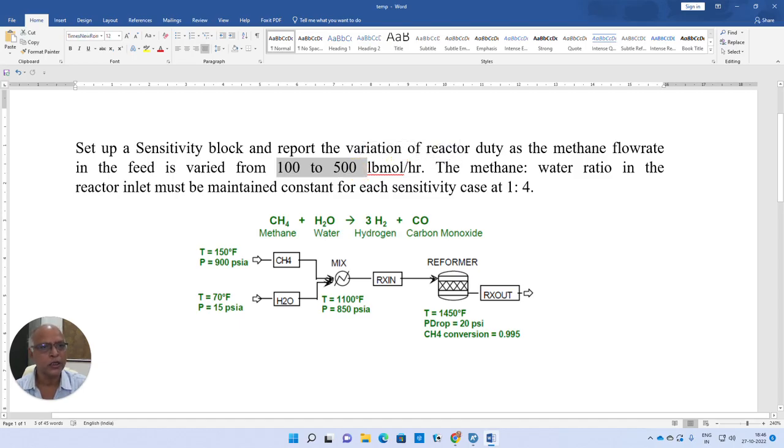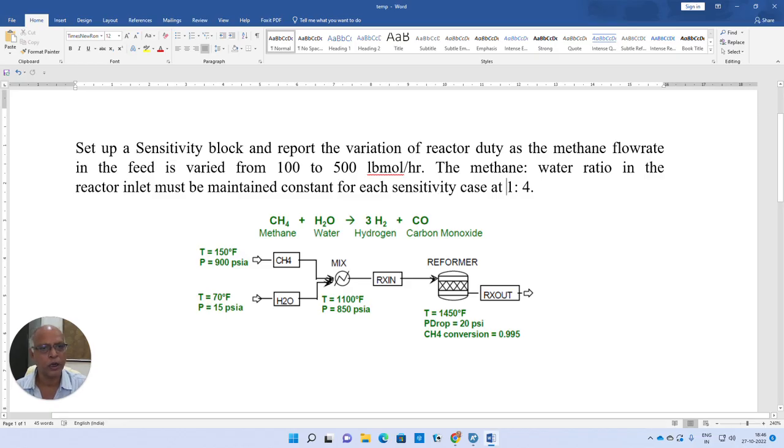But one more issue here is, even though the flow rate of methane is changing from 100 to 500, for each of these flow rates, we need to maintain the ratio of methane to water at 1:4. For every 100 moles of methane that is entering, 400 moles of water should enter. In case it is changed to 500, now the flow rate of water should be made 2000. And accordingly, using this particular mole ratio, we must be in a position to calculate the reformer duty. So let us try to handle this problem.